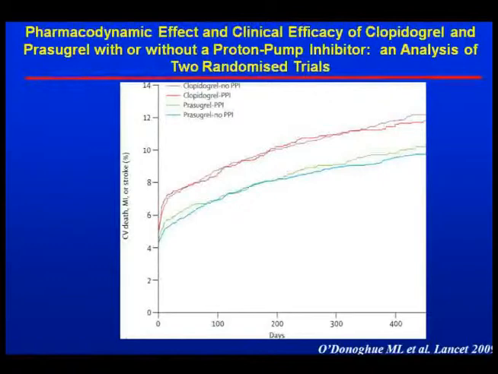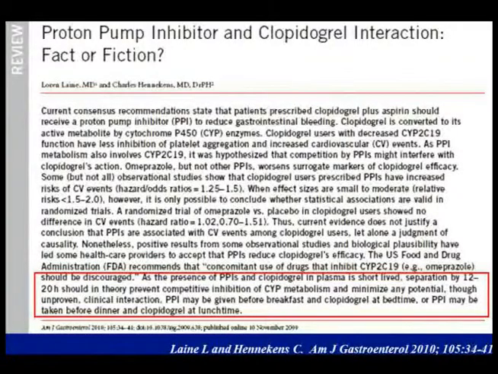However, that was not confirmed in a subsequent study that was published in Lancet. And in this trial, you can see here 2 overlapping curves up here. These are clopidogrel with or without PPI, and this is prasugrel, a different thienopyridine, with or without PPI. And there was no difference or no effect of PPI on the incidence of death, MI, or stroke.